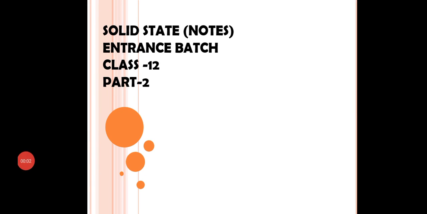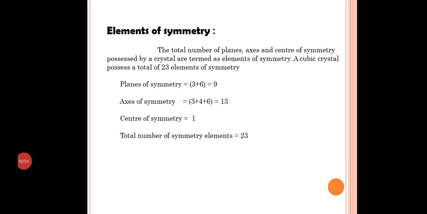Now coming to the next part of the solid state, we have the elements of symmetry. Here you have to imagine things a little bit, so I will try my best. Let us say we have a cubical object, like the dice of Ludo. A matchbox is not exactly cubical, but you can also take that and think of it. Clear?